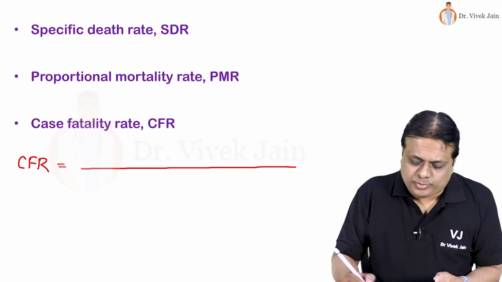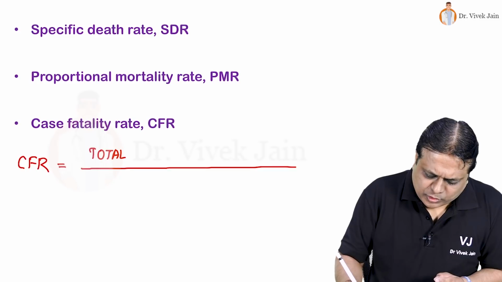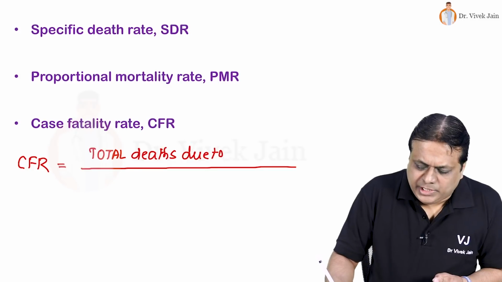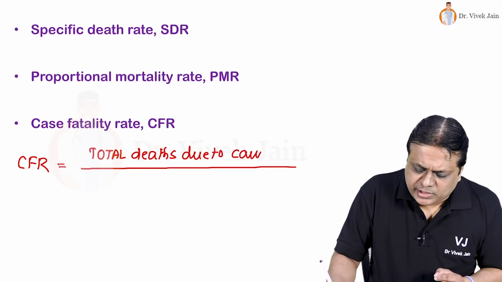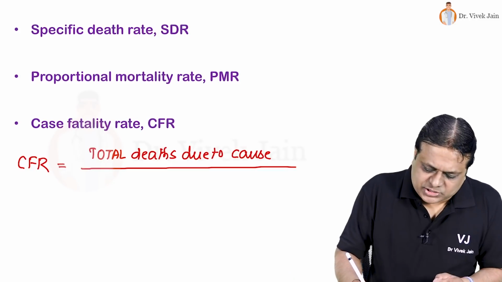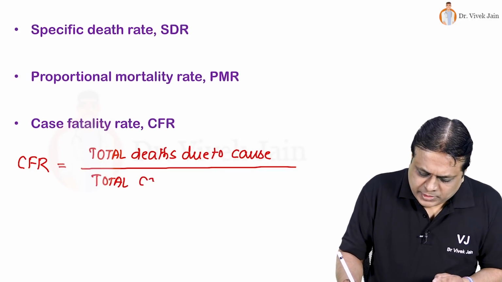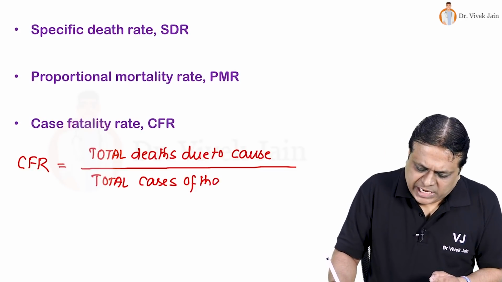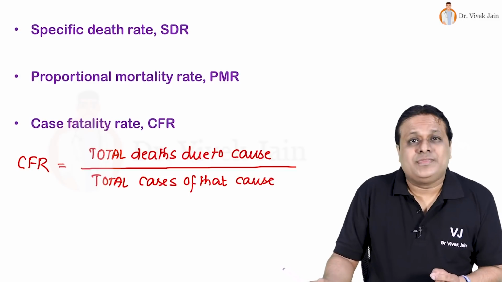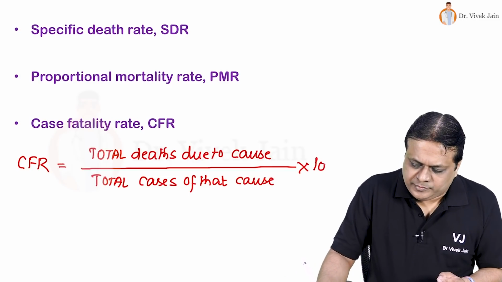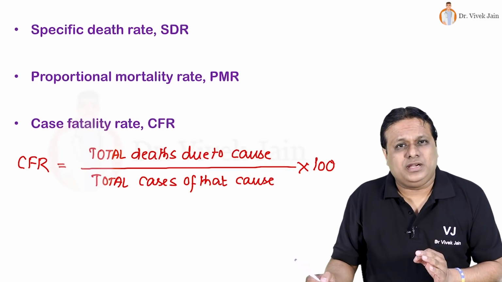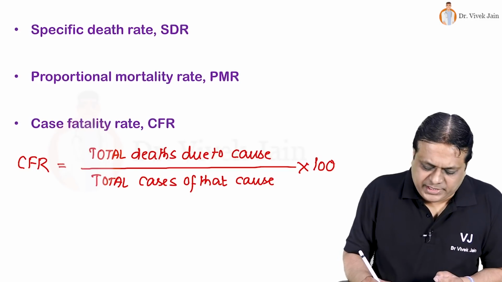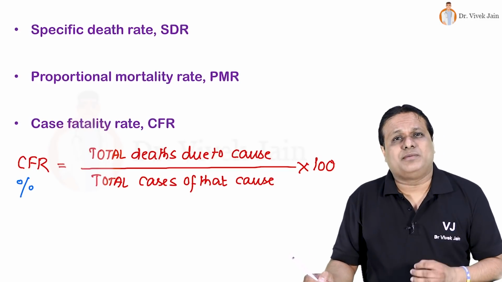Fatality means death. So numerator is the total number of deaths due to a particular cause or a disease, and denominator is the total number of cases of that particular cause or disease, and multiplier is 100. Numerator is a part of denominator, multiplier is 100. Case fatality rate is not a rate, it's again a misnomer. It is expressed in percentage, it is a proportion.